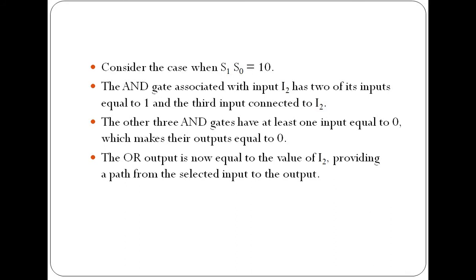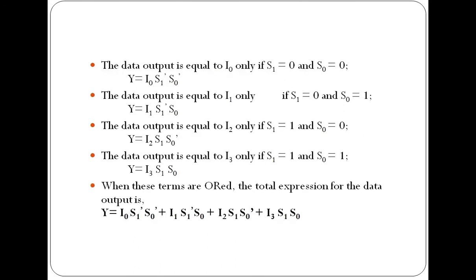Consider the case when S1, S0 is equal to 1, 0. The AND gate associated with I2 has two of its inputs equal to 1 and the third input is connected to I2. The other 3 AND gates have at least one input equal to 0, which makes their output 0. The OR output will allow the value of I2, providing the path from the selected input to the output. And we can see the data input is equal to I0 only if S1 is equal to 0 and S0 is equal to 0.